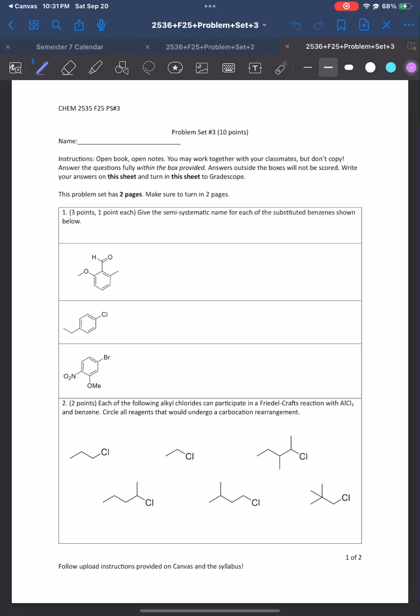Alright, good afternoon guys. Today we're going to be going over problem set 3 for Organic Chemistry 2, Fall 2025. So let's go ahead and get started with question number 1. Give the semi-systematic name for each of the substituted benzenes shown below.